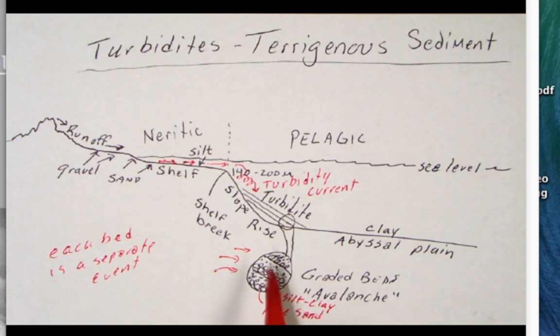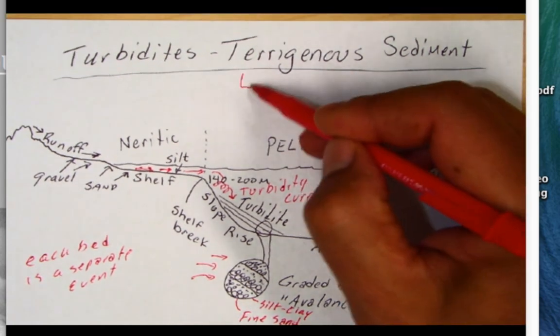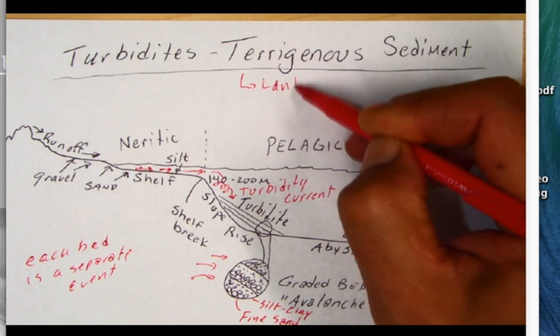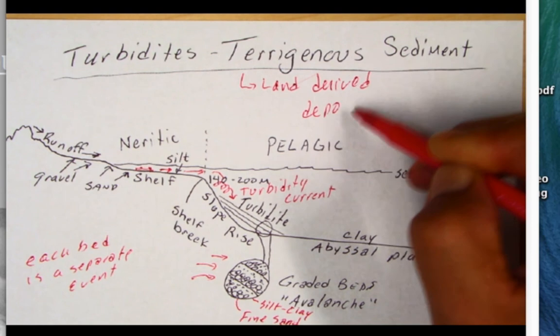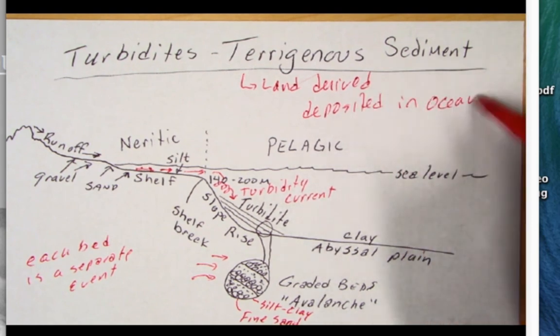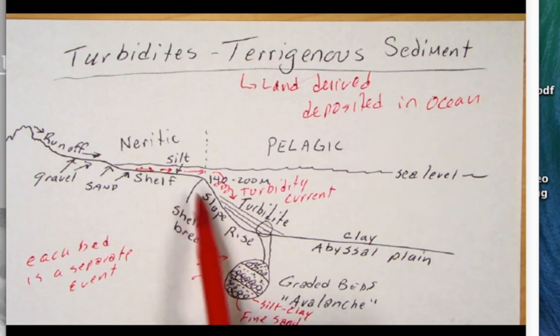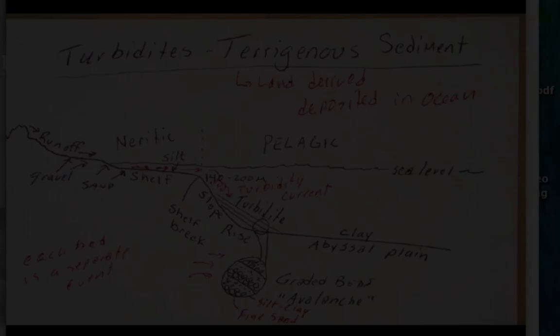And then the only thing that makes it out to the deep ocean in terms of this terrigenous sediment is clay. In fact, I wanted to define terrigenous sediment as well. Terrigenous sediment is land-derived, deposited in the ocean. And so the shale that may form out here, the turbidite, the abyssal clay, those are termed terrigenous sediment. So let's stop here and we'll start with metamorphic.